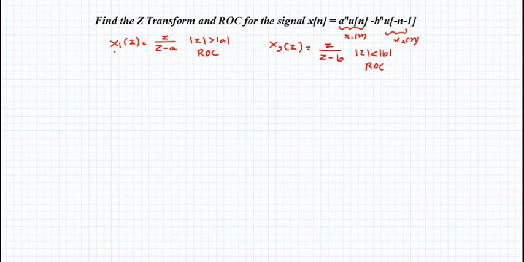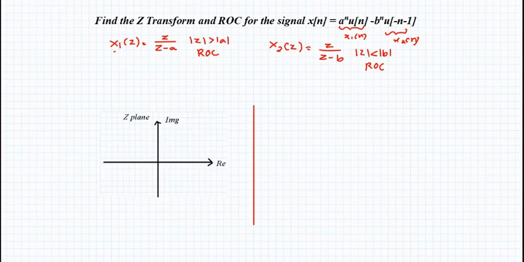So in general case we will write the sum of these two, but here we need to check one more condition, that is we need to check the combined ROC. Here we need to take two cases, because in the first case you can see that there are two variables. If you want to combine this, one is modulus of z greater than a. So in the first case there is a pole which is written by a, and another case is modulus of z less than b.